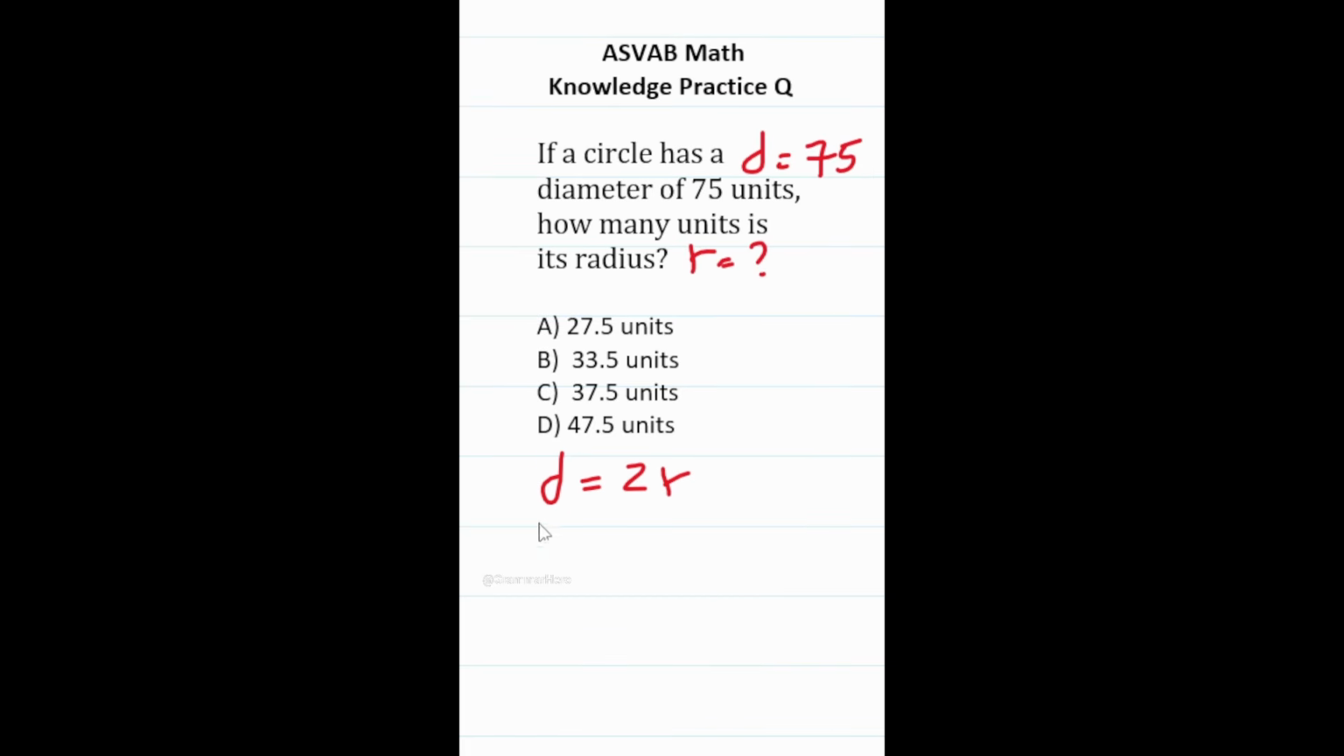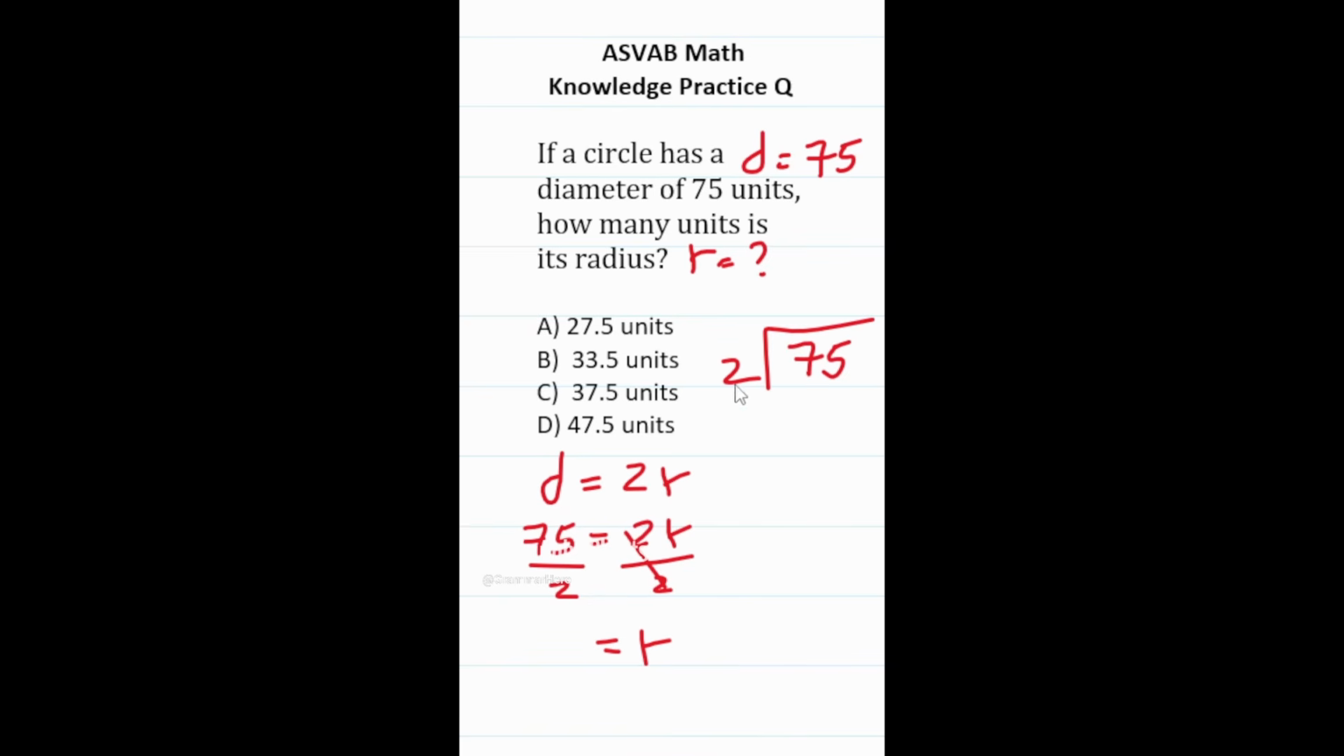Now that we know d equals 75, let's plug it in right here. Equals 2r. Again, we're solving for r, so we're going to divide both sides by 2. In doing so, we get to cross this out. This equals r. 75 divided by 2. If you can't do that in your head, you could always do it off to the side like this.